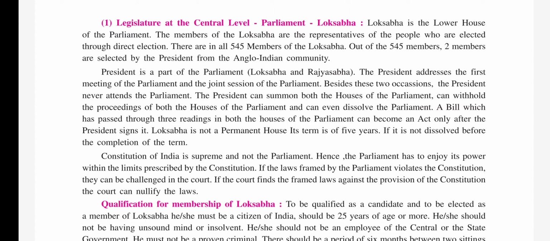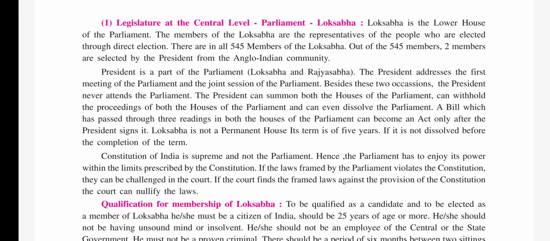There are in all 552 members of the Lok Sabha. Out of the 552 members, 530 members represent the states, 20 represent union territories, and 2 members are nominated by the president from the Anglo-Indian community. At present, the strength of the house is 545.